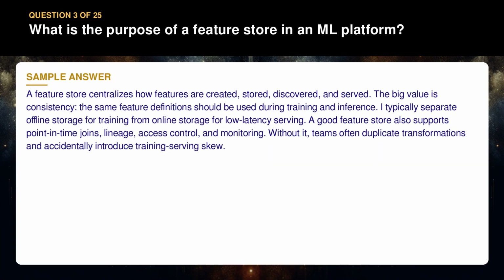Question 3. What is the purpose of a feature store in an ML platform? A feature store centralizes how features are created, stored, discovered, and served. The big value is consistency. The same feature definitions should be used during training and inference. I typically separate offline storage for training from online storage for low latency serving. A good feature store also supports point-in-time joins, lineage, access control, and monitoring. Without it, teams often duplicate transformations and accidentally introduce training-serving skew.